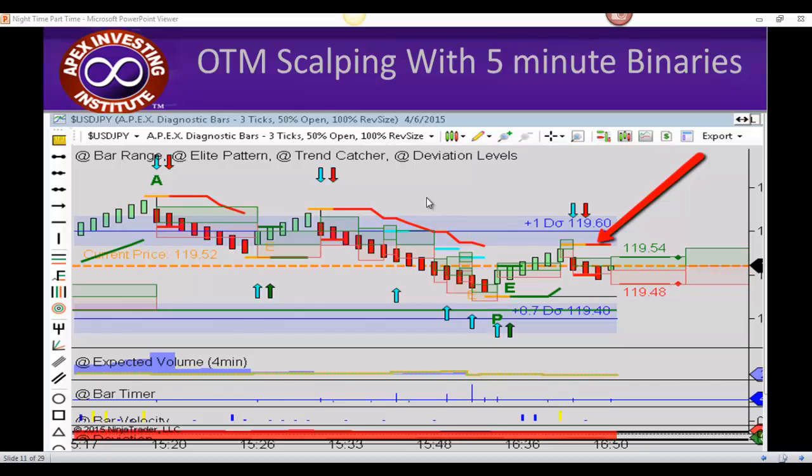It's three tick bars. Somebody asked, hey, are these bars 5 minutes? These are not time-based bars. These are not minute bars. These are not 5 minute bars. These are tick bars, all right? See right here? Three tick bars. Each one of these bars is a three tick bar. With Apex, you'll find that very rarely do we use time-based bars.